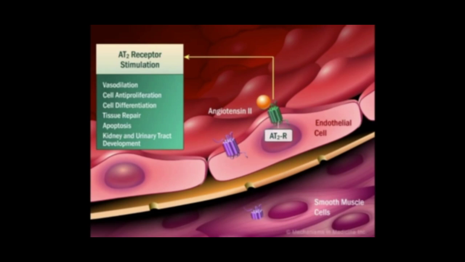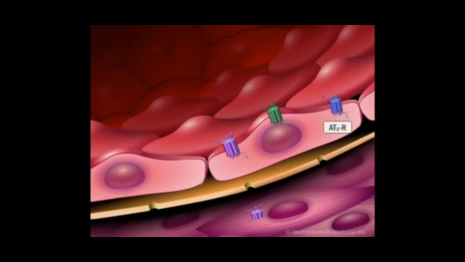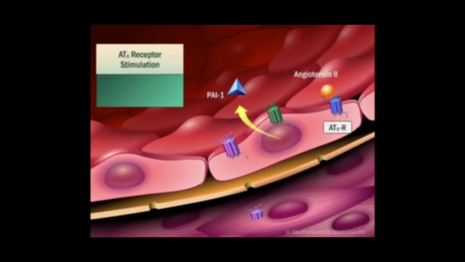AT2 receptors appear to counteract the effects of AT1 receptor stimulation. Another angiotensin II type receptor is the AT4 receptor. Its stimulation may increase synthesis of the natural inhibitor of TPA called PAI-1, thereby reducing effective fibrinolysis. Stimulation of AT4 receptor appears also to promote cell growth and proliferation.